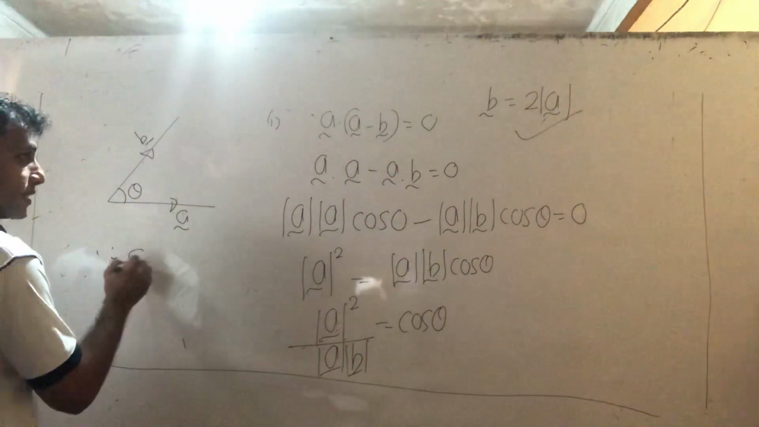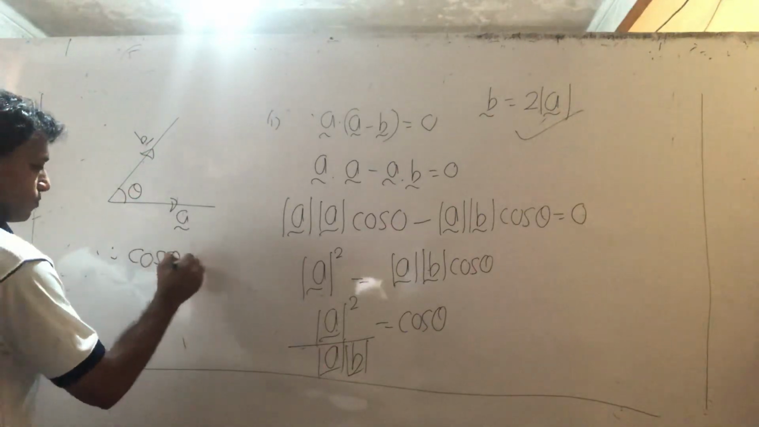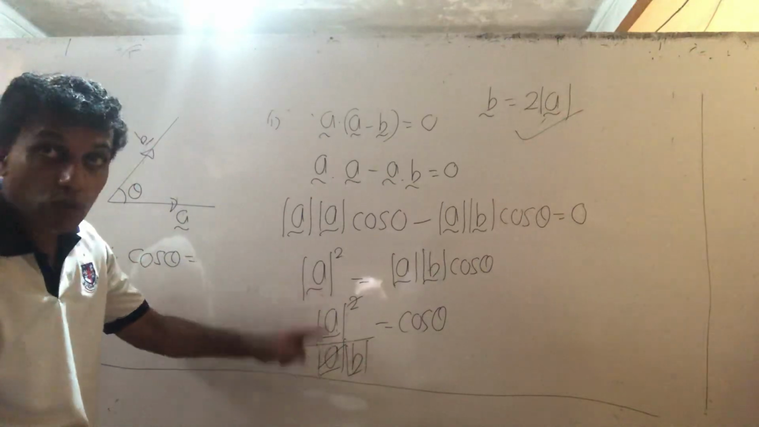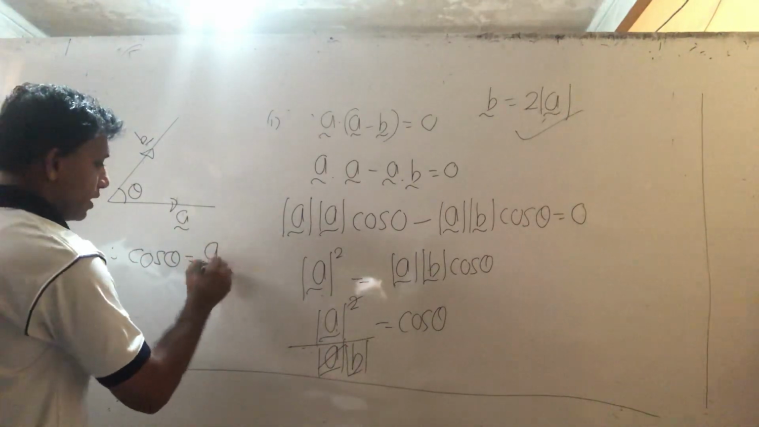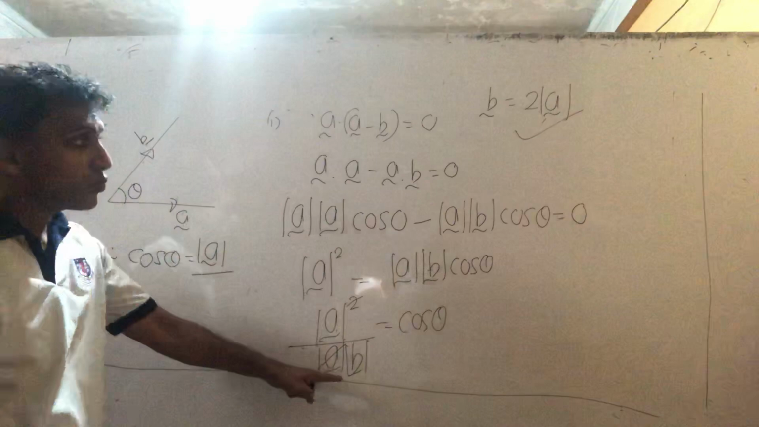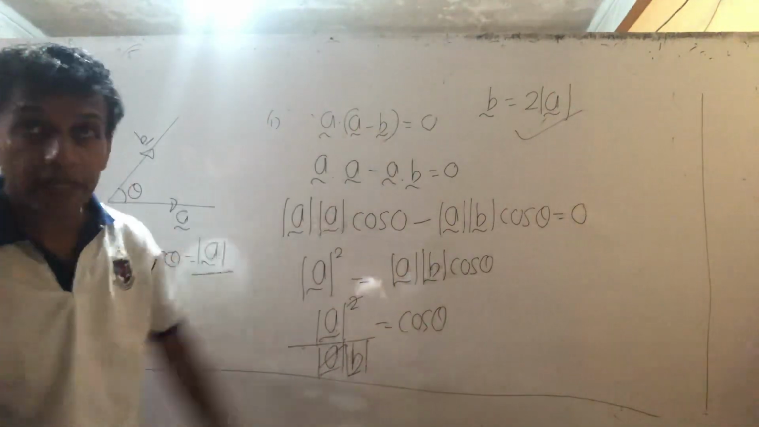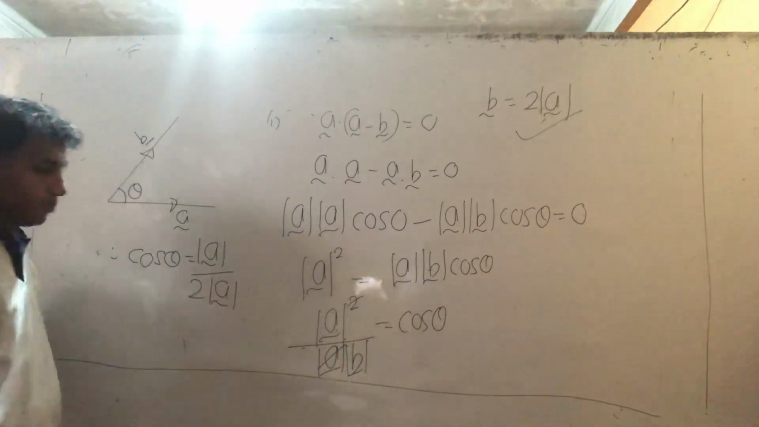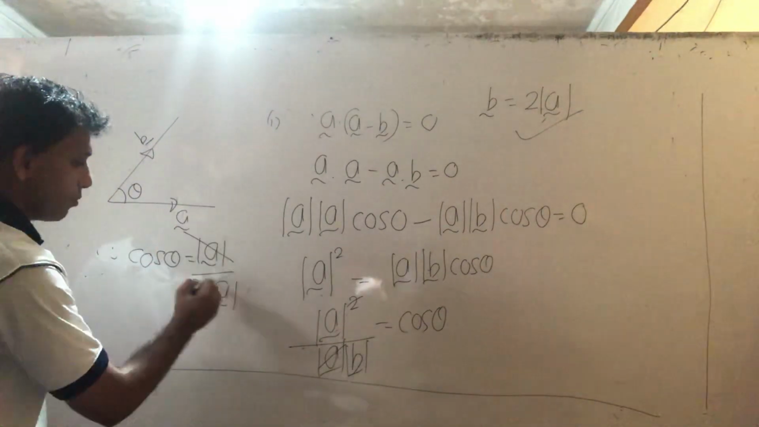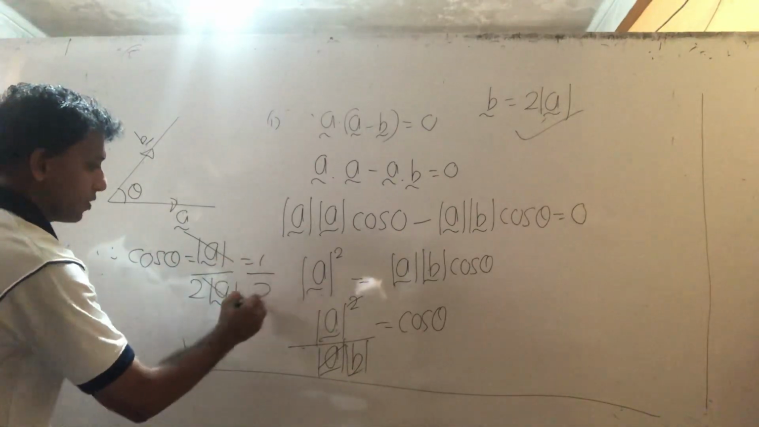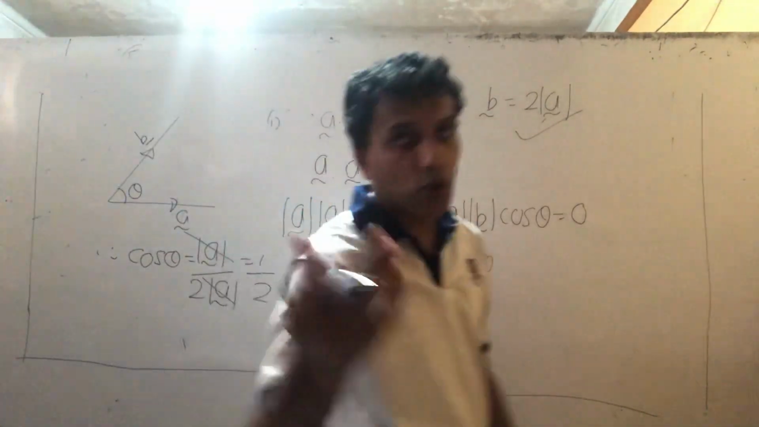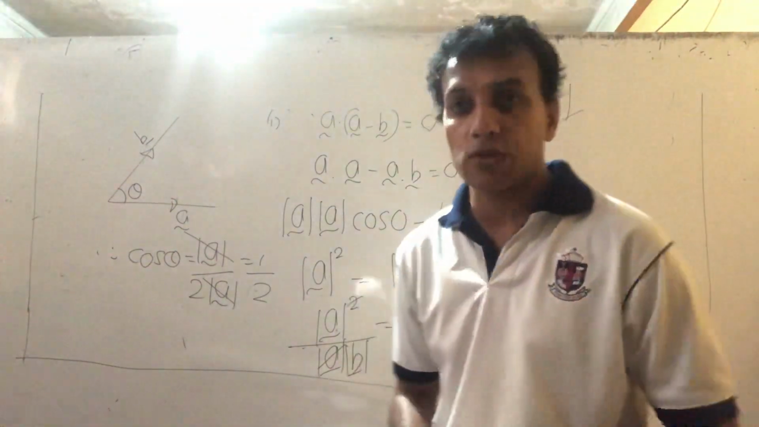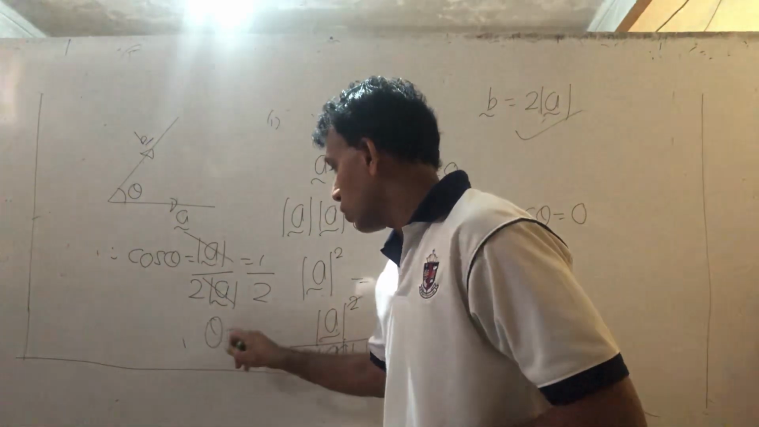Therefore, what is cos theta? We cut one mod here, mod A square, so cut one, that is mod A over, what is vector modulus B? They said that it is 2 times vector A, so therefore mod A cancels, the answer is half. Cos theta is half. So you know the pure maths, cos theta half, therefore theta is 60 degrees or pi by 3. So theta equals pi by 3.